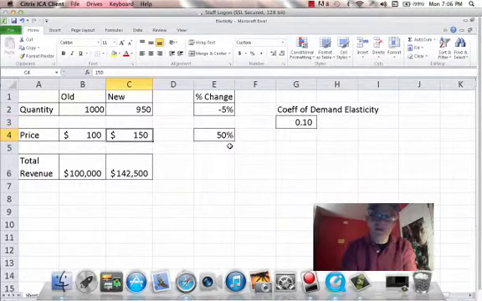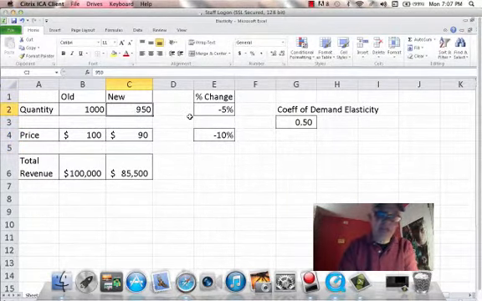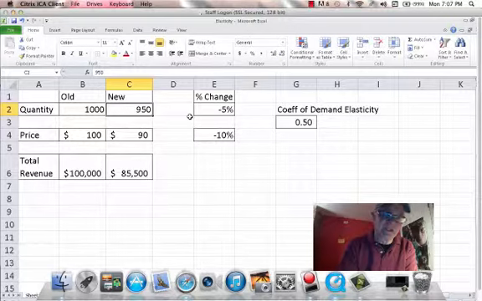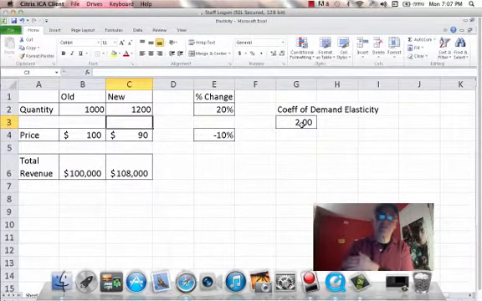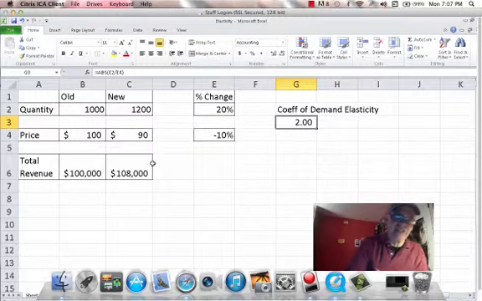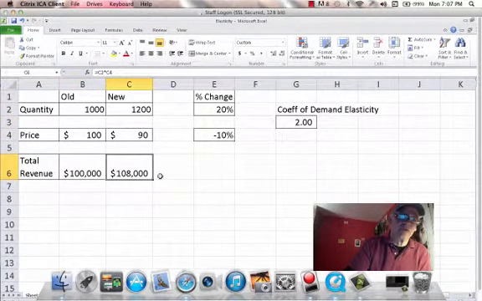Or same thing around if I lower my prices. Maybe I lower my prices to $90, a $10 lower price. Let's say a lot of people buy more because then this shoe becomes competitive with somebody else's. I'm going to say they're going to sell 1,200 of these. Again, my coefficient of elasticity is over 1. So when the price goes down a little bit and the quantity change goes up a lot, this is very elastic. So again, the total revenue goes up.